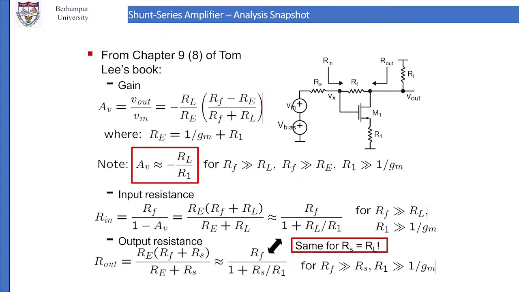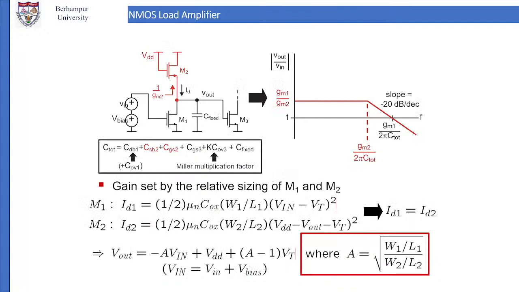Now consider the NMOS load amplifier. So instead of PMOS, remove the PMOS. Instead of PMOS, we are using an NMOS as the load. Now using the NMOS as load, the gain plot will be like this.